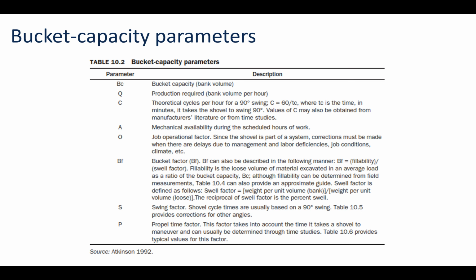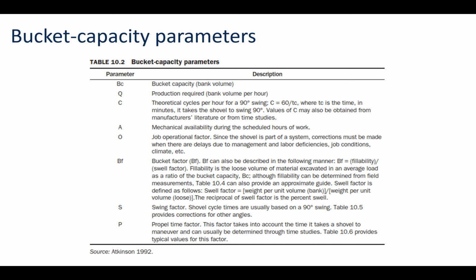Q is the production required, so we're talking about cubic yards per hour. If you want to equate that to tons per hour, you'll have to take in the stripping ratio and that sort of thing. So how much you have to remove per ton of coal, and then you can do it that way if you need to.